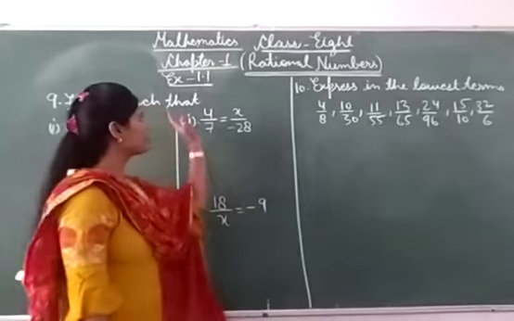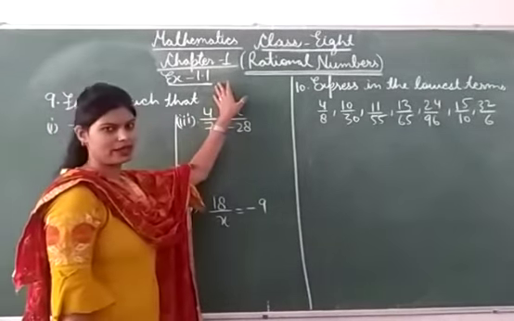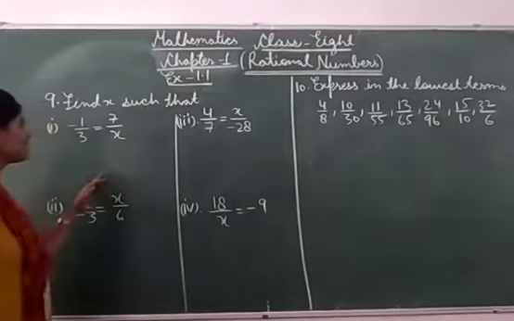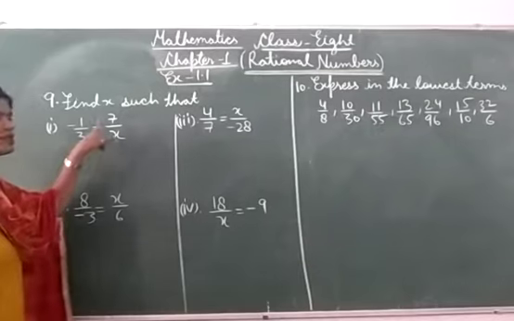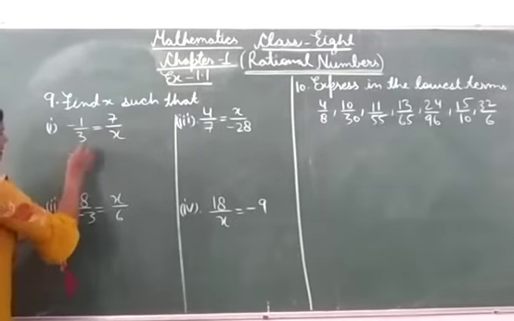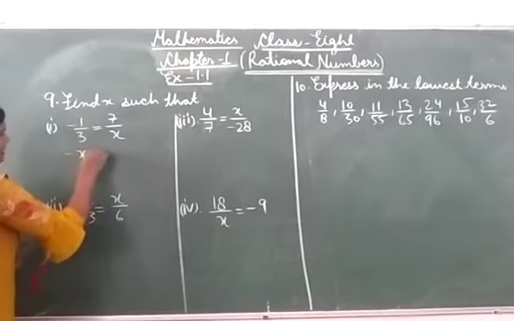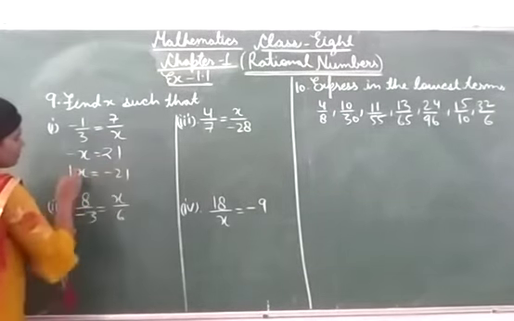Now today I am going to explain your question number 9 from exercise 1.21. Question number 9 is: find x such that -1/3 equals 7/x. Students, we have to cross multiply, minus x. 3 7s are 21, so x equals -21.